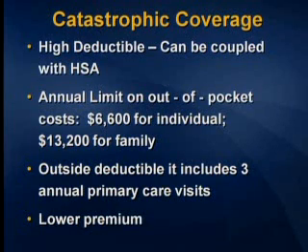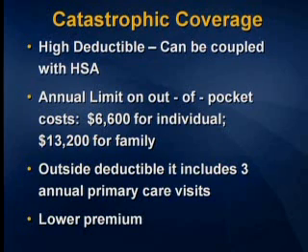So that's the key. It's for people under 30 who think they're healthy, right? It's going to be a cheaper plan. And you could couple it with a health savings account. You don't have to. But it's a cheaper plan because it's got a higher deductible. It does still cover some preventive services. It includes 3 annual primary care visits. And again, it has a lower premium.